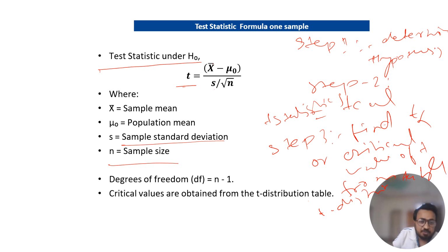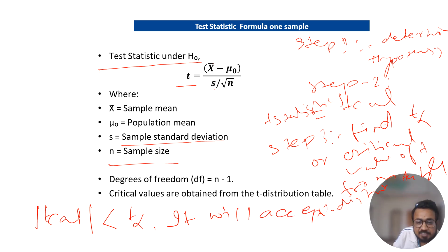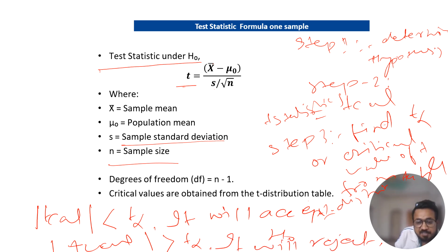Then we will determine: if the mode of the t calculative value is less than t alpha, we will accept H naught. If the t calculative value is greater than t alpha, we will reject H naught. So these things you have to keep in your mind for finding the test statistic for a single mean of a small sample size.